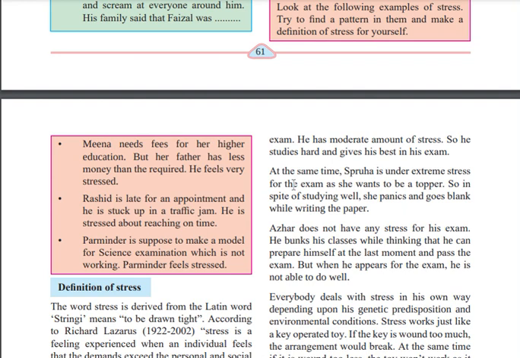But her father has less money than required. Here is what is happening. Meena needs fees for her higher education, but her father has less money than required, and he feels very stressed.